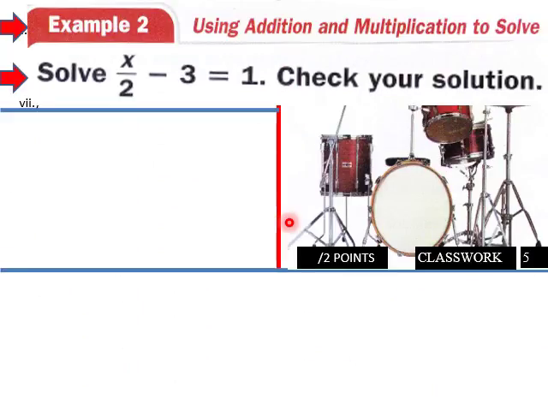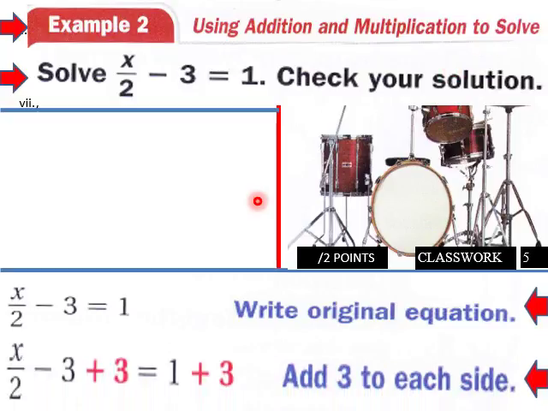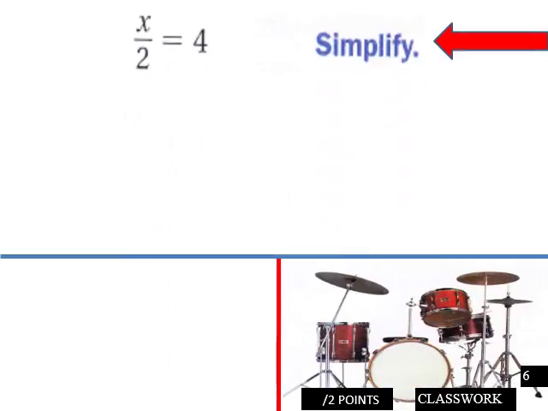Then example 2, using addition and multiplication to solve a problem. Here's our equation here. Check your solution. Write original. Then add 3. We need to cancel this negative out. Add 3 to both sides. And then those cancel, then we need to isolate our x here.